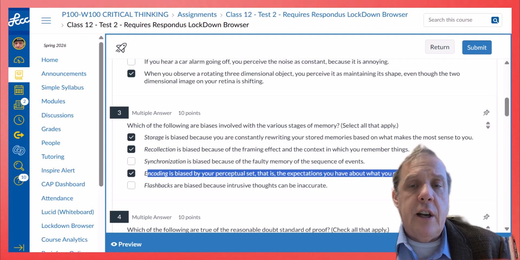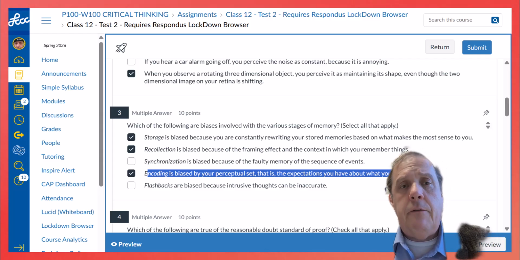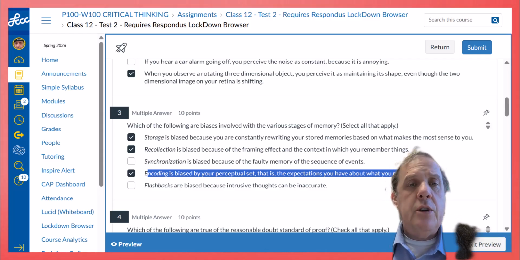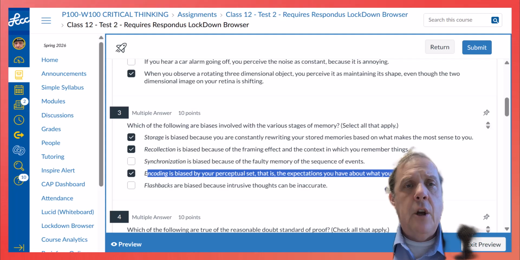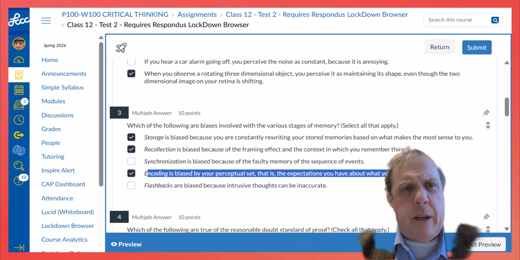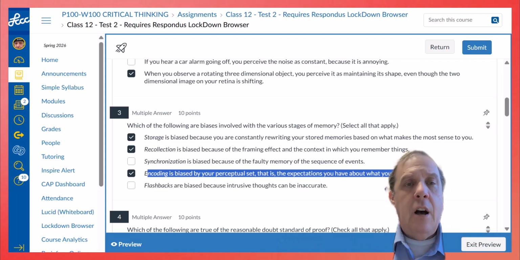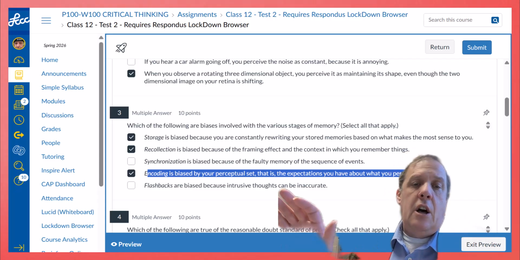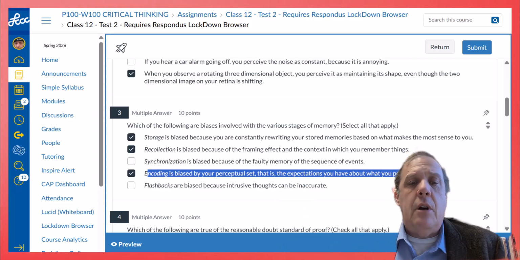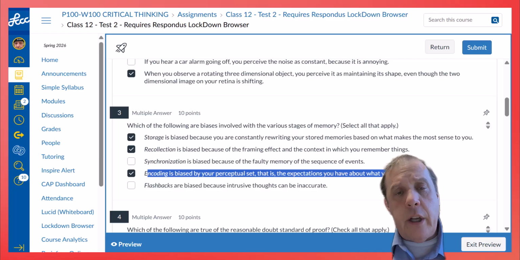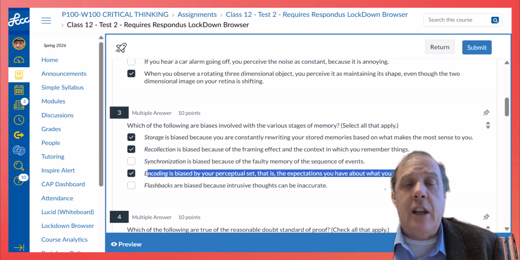This is something we discussed. That is, the expectations you have about what you perceive. When we talked about perception, we talked about how you tend to perceive what you think you should be perceiving. Your expectations bias your perceptions. This then becomes a part of your memory. So the encoding of your memory had this bias in it to begin with.